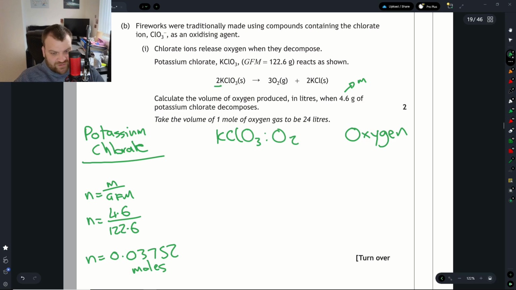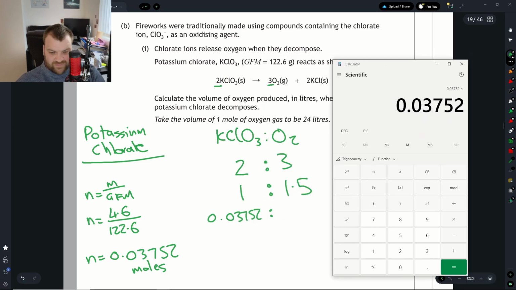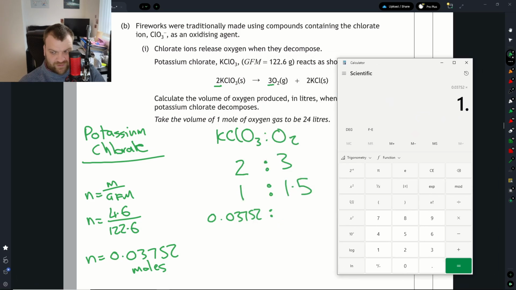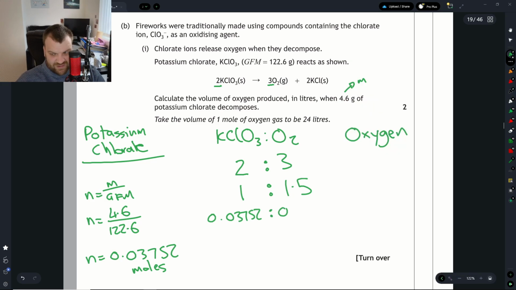Next up, we're looking for our ratio. There's a 2 in front of the potassium chlorate. There's a 3 in front of the oxygen. That's 2 to 3. That could also be written as a 1 to 1.5 ratio. That means if I've got 0.03752, on the other side I need to times my answer by 2. That means I need to times my number of moles by 1.5. That gives me 0.05628. That's me now got my number of moles of oxygen.